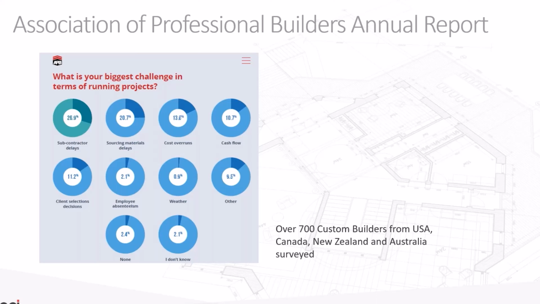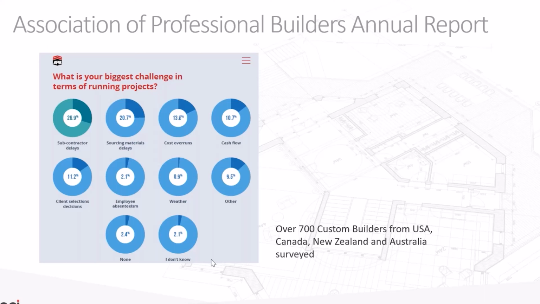And they asked a number of questions to over 700 builders in various countries, trying to get feedback not only in the US or Australia, but in various countries to really see where the construction industry's current pain points are. The question that stuck out to me was, what is your biggest challenge in terms of running a project? And by no surprise, we have a worldwide challenge right now of subcontractor delays, material delays, cost overruns, and then cash flow comes in right there behind.